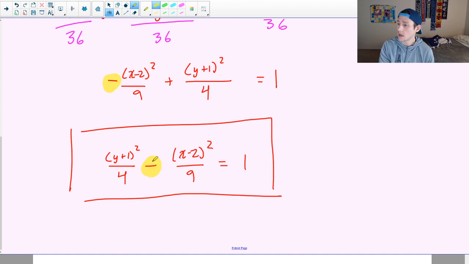And then it says classify the conic section, so determine what kind of conic it is. So from there, if there's the minus sign in the middle, this almost looks like the equation of an ellipse, but it's a minus sign between, so that means this is a hyperbola. Right, this is the standard form for a hyperbola.